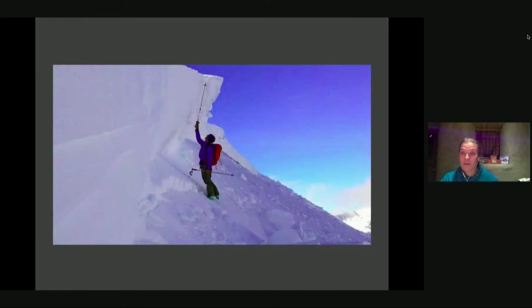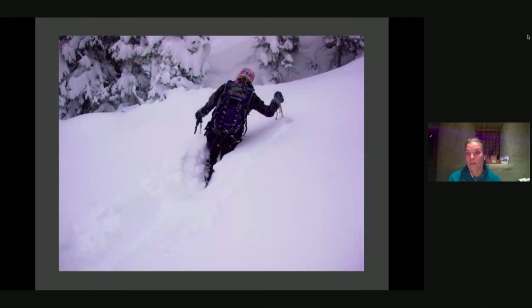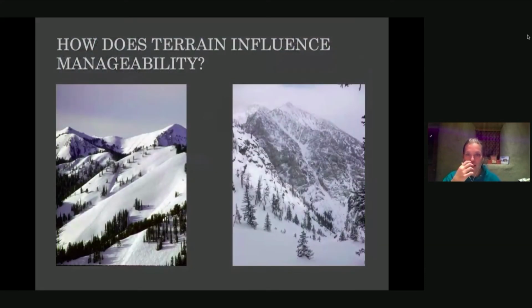So when I see persistent slabs and deep slabs, I back way off on my terrain choices and don't find it manageable. I also don't think deep storms like you get in the Wasatch are manageable at times. And for us as backcountry travelers, our job is avalanche avoidance. So we need to consider this. When we're seeing deep slabs or persistent slabs, when we're seeing forecasters saying pay attention, I want to think about the impact of the terrain that I choose on the manageability of my day.